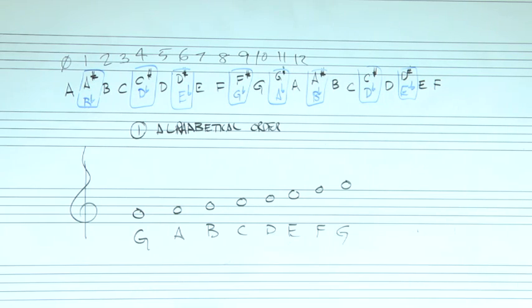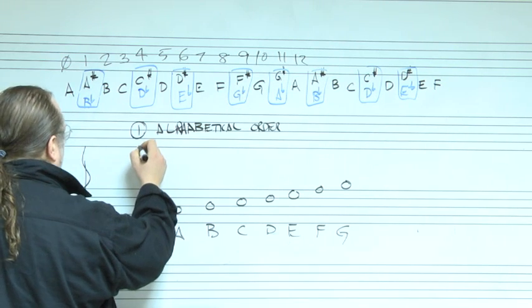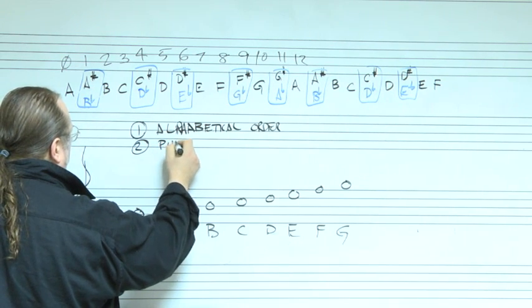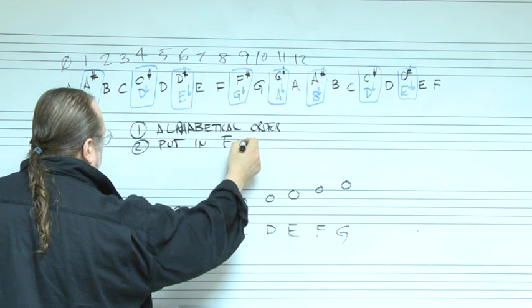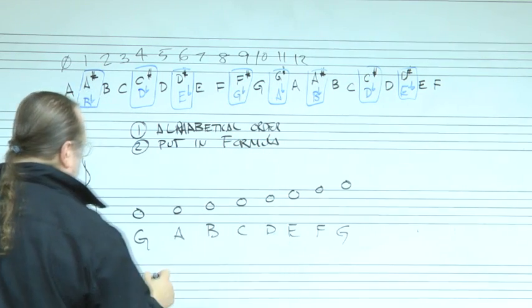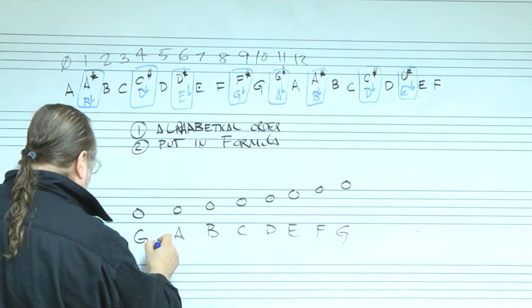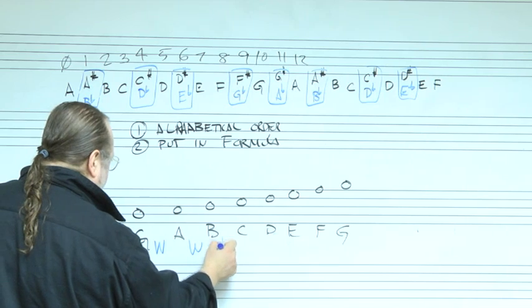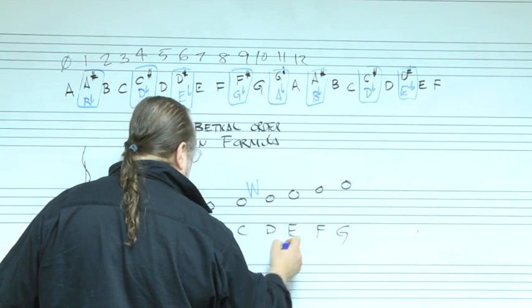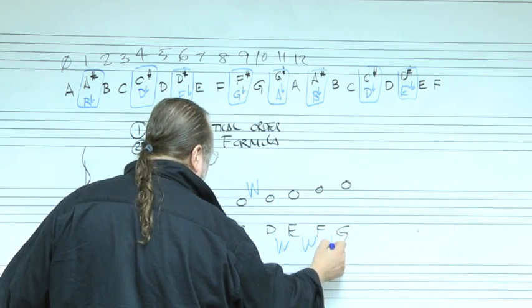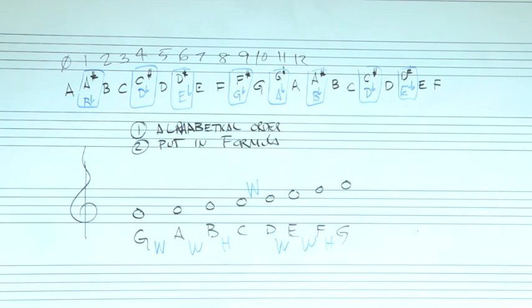Step 2, if you follow these steps in order, you'll never go wrong. Step 2, you put in the formula. Whole step, half step, whole step, link, whole step, half step. That's step 2. You guys got it?